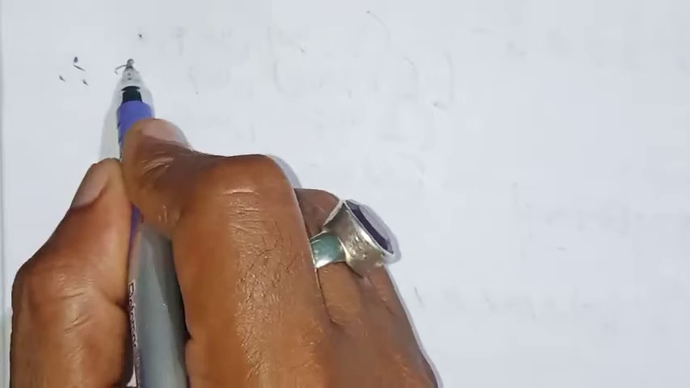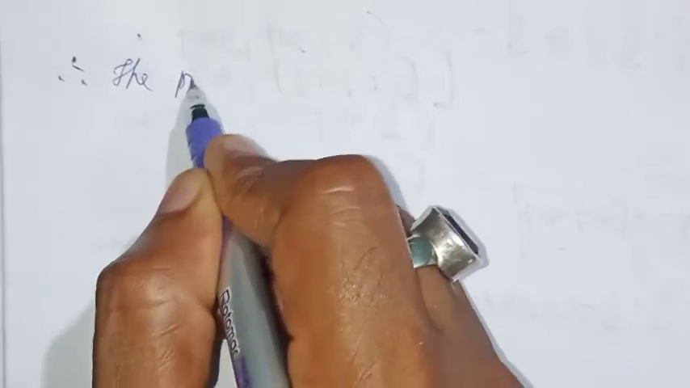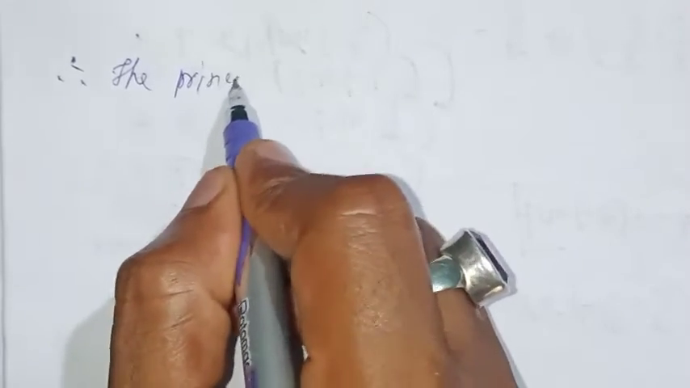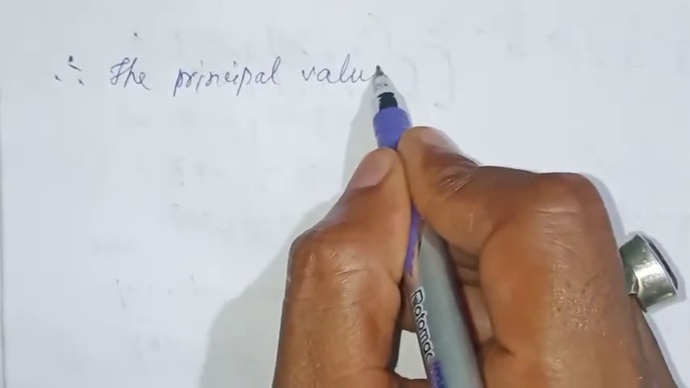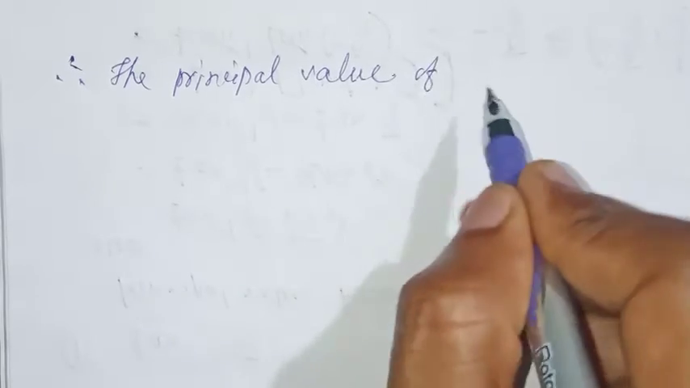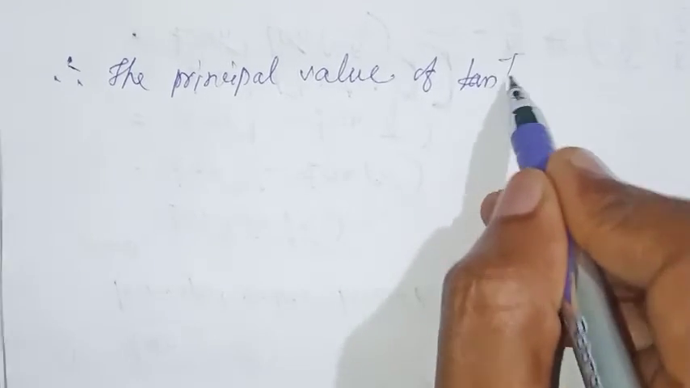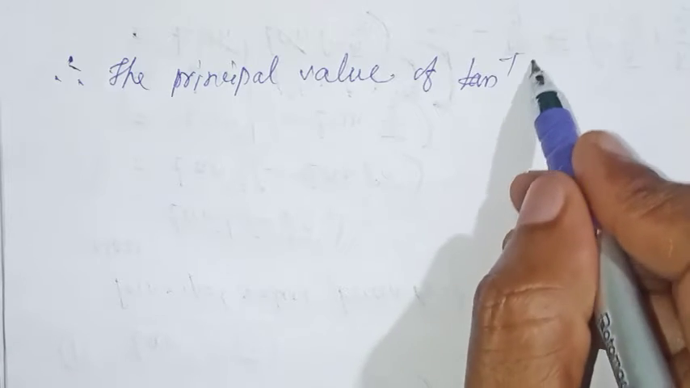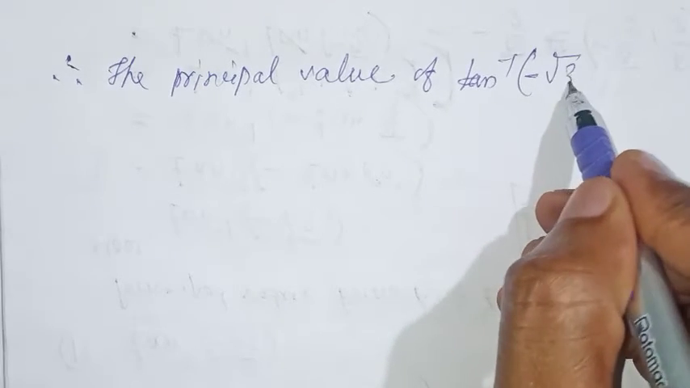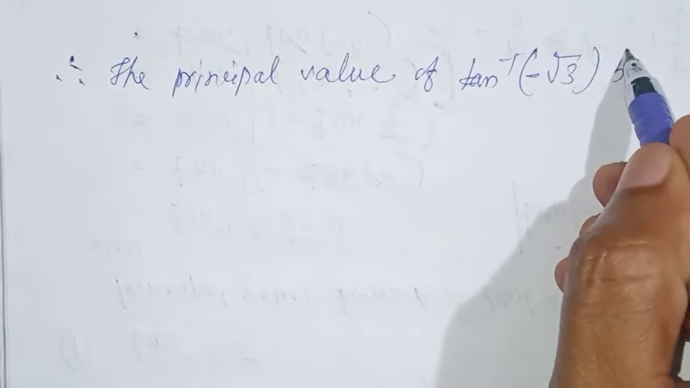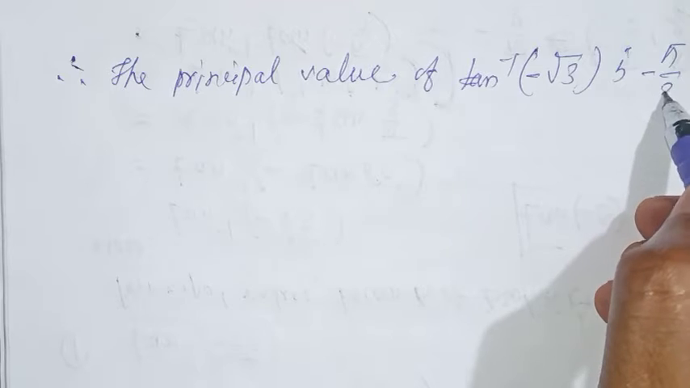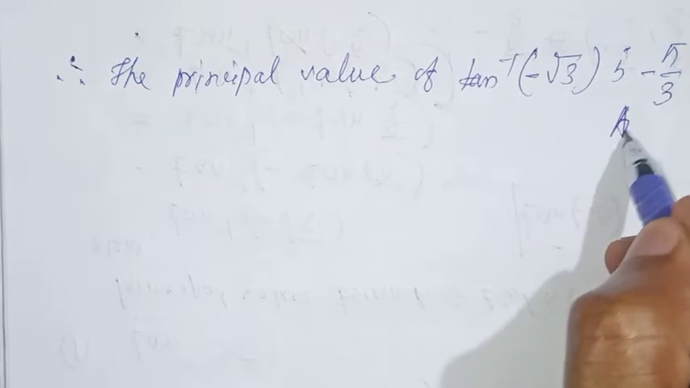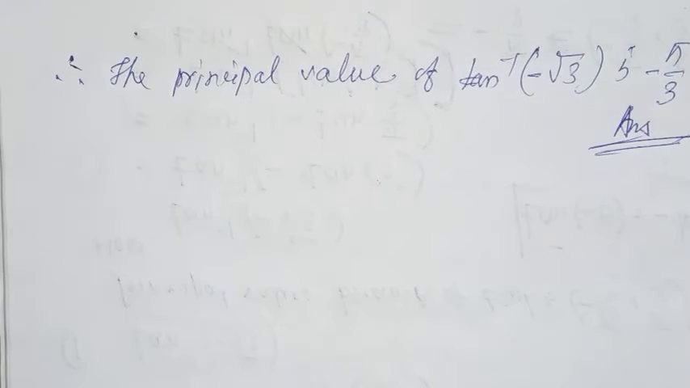Therefore, the principal value of tan inverse minus root 3 is minus pi by 3. This is your answer. In this way we can solve another sum.